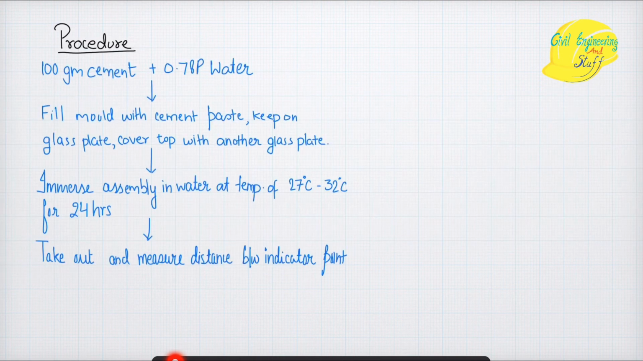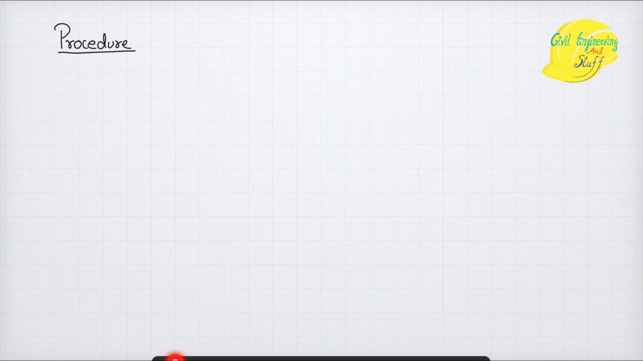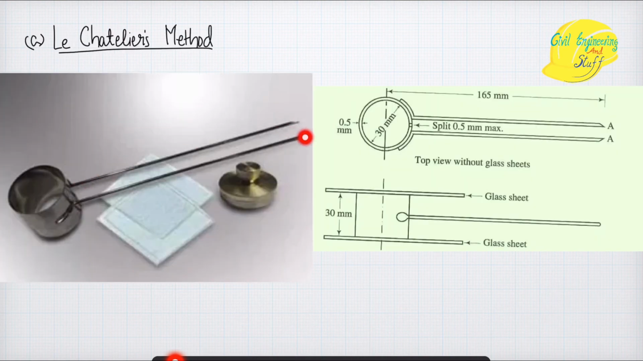Keep a glass plate at the bottom and cover the top with another glass plate. After this, we immerse the assembly in water at a temperature of 27 degrees Celsius to 32 degrees Celsius for 24 hours. We take the whole assembly, immerse it in the water, and after 24 hours we take it out and measure the distance between the indicator points.